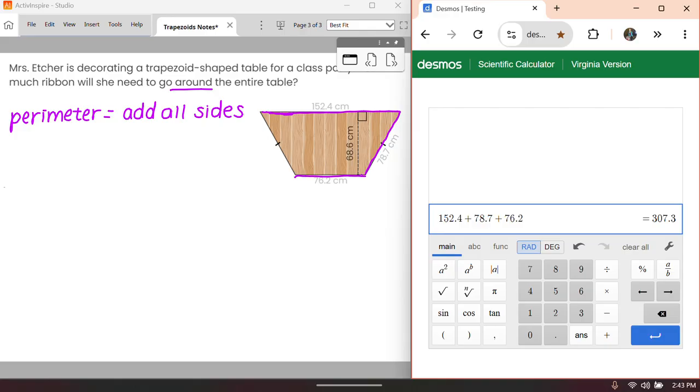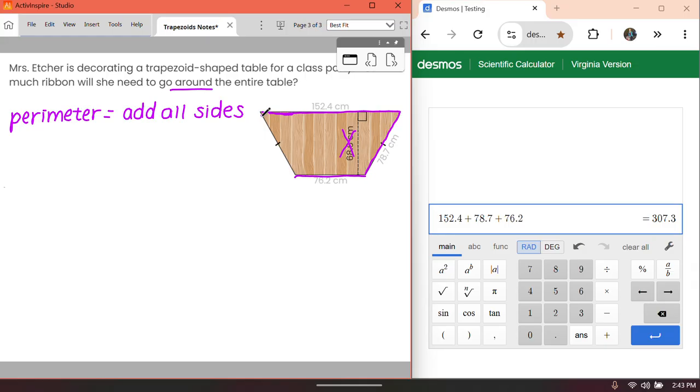And then here's my problem. This is a trapezoid, which means we're supposed to be adding up 4 numbers, but I only have 3 so far, and they've given me another number, but that number is a trick because this is the height, and you're not going to put ribbon on the height of the table. You want to put ribbon on this other side that I'm marking with a squiggly line.